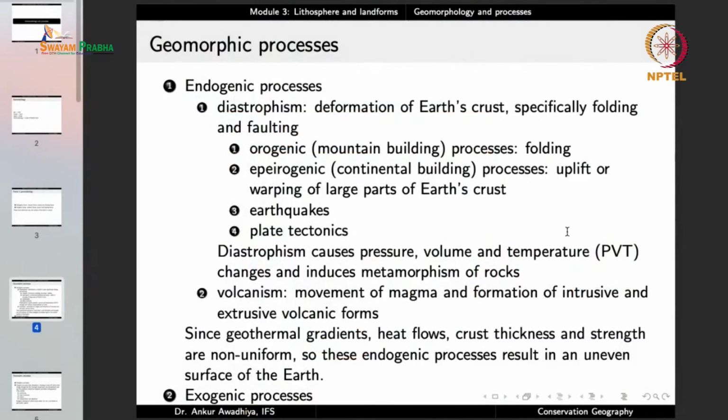And folding is the process that results in the creation of fold mountains and also certain depressions. So the areas that have gone up, they become mountains. The areas that have gone down, they become depressions.